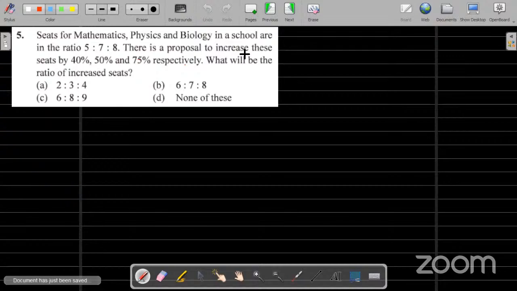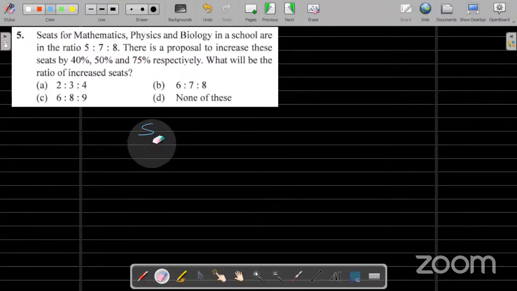Next question. Seats of mathematics, physics, and biology in a school are in the ratio 5:7:8. There's a proposal to increase these seats by 40%, 50%, and 75% respectively. What will be the ratio of the increased seats? So 5, 7, and 8. Maths, physics, and biology. The ratio is 5:7:8. Assume a convenient number in the same ratio.